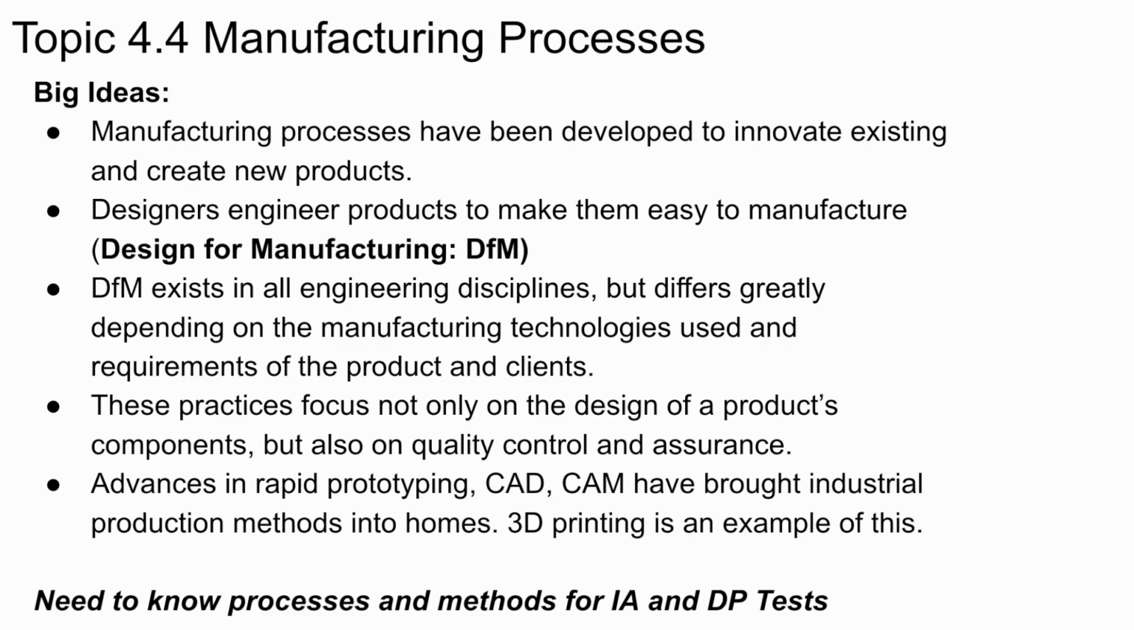control and quality assurance. Advances in rapid prototyping, such as CAD, CAM, have brought industrial production methods into homes. 3D printing is an example of this. And you need to know the methods of manufacturing for the IA and for the DP tests.